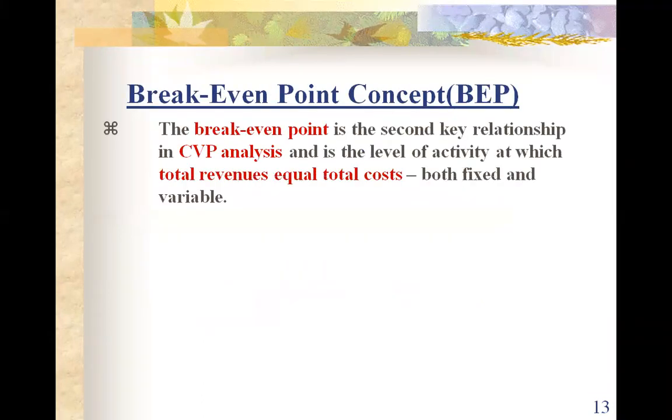Now break-even point. So break-even point is the second key relationship in CVP analysis and is the level of activity at which total revenue equals total cost. Very simple, break-even point is that point where the company has no profit, no loss. That means our sales equal to total cost.